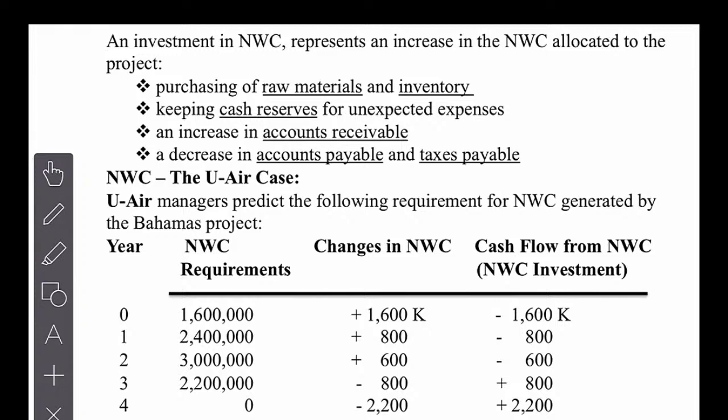And I gave you some numbers. I gave you what's referred to as the net working capital requirements. So up front, you need $1,600,000. By the end of the first year, you need $2,400,000. By the end of the second year, you need $3 million. So these numbers I give to you.